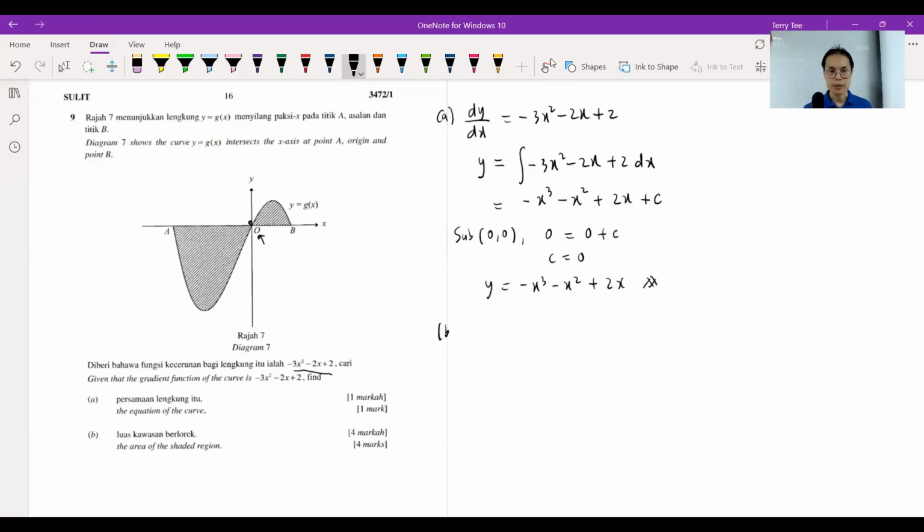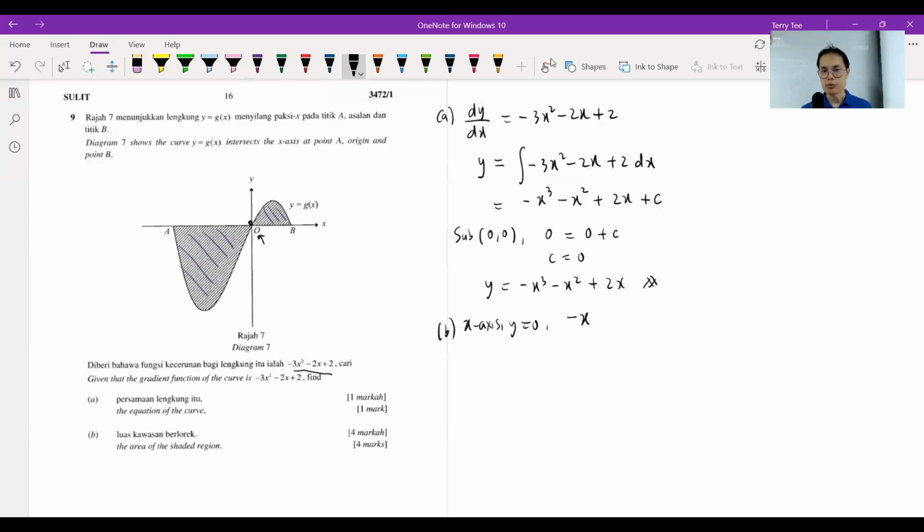All right, B. Luas kawasan yang berlorek. Okay, to find luas kawasan berlorek, we need to add this area and this area. But we need to know what's the coordinate of points A and B. So from this persamaan lengkung, we know pada paksi x, at the x-axis, right? Your y value is always 0. So we let this be 0.